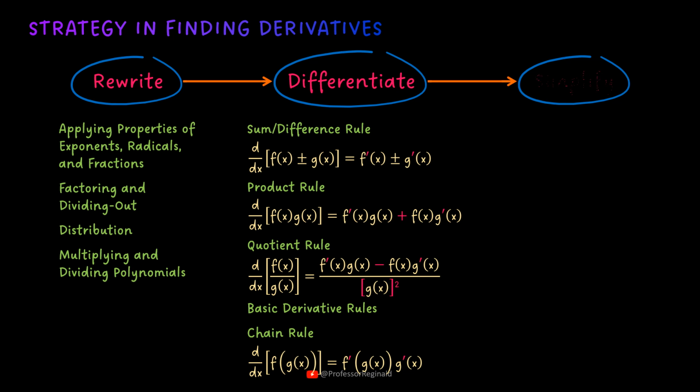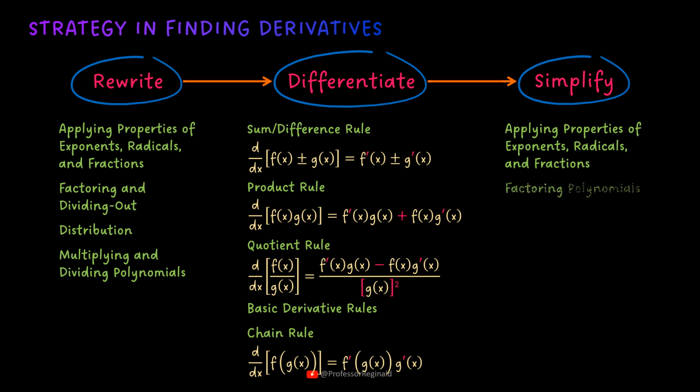Third, simplify the derivative. Use properties of exponents, radicals, and fractions to rewrite and/or simplify the derivative. If possible, factor polynomials, divide out the common factors, and simplify the rational expression.